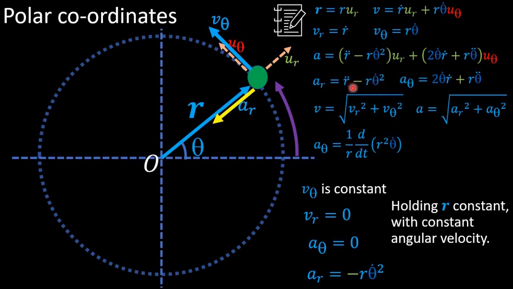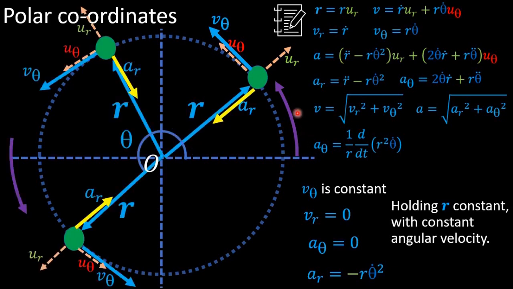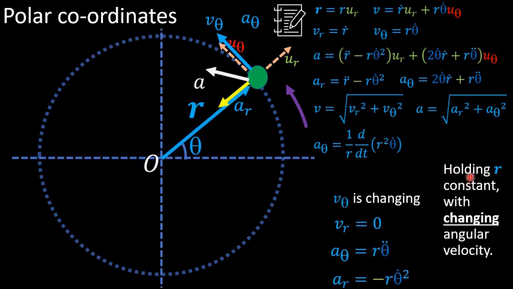And we saw this from our previous tutorial. And this is the expression here for centripetal acceleration. So that's what happens when we hold r constant and with a constant angular velocity. So again, note that v sub theta is acting tangent to the path, and a sub r is acting along the radial direction, so towards the center. Okay, so as that rotates around, it's going to stay in that same configuration.